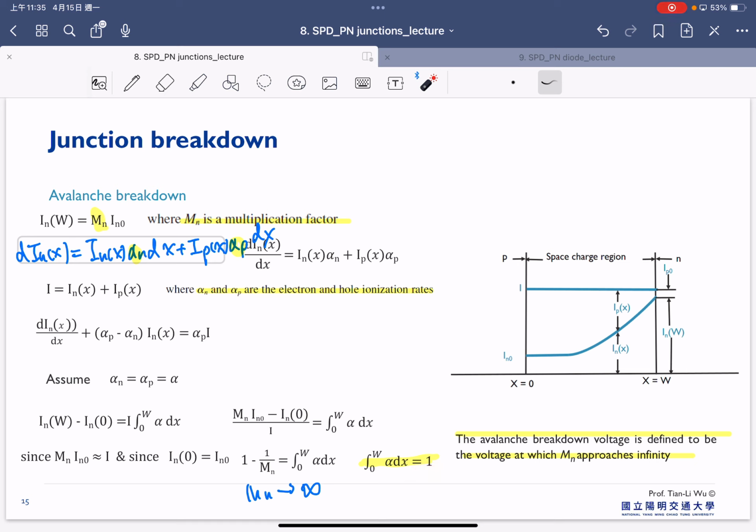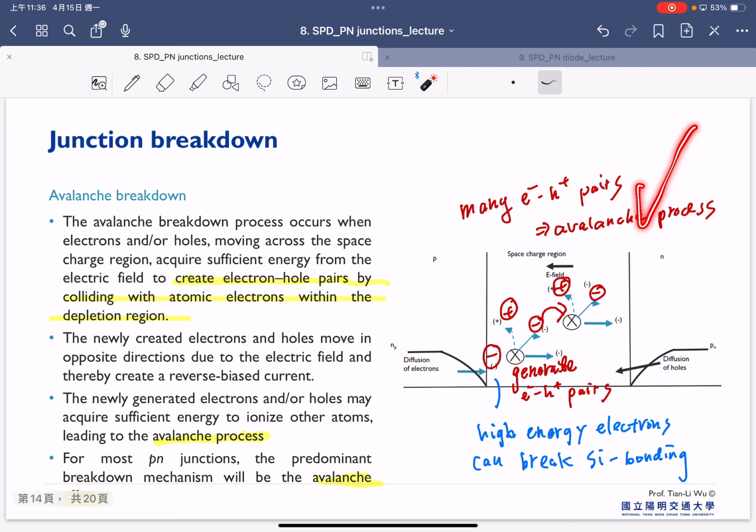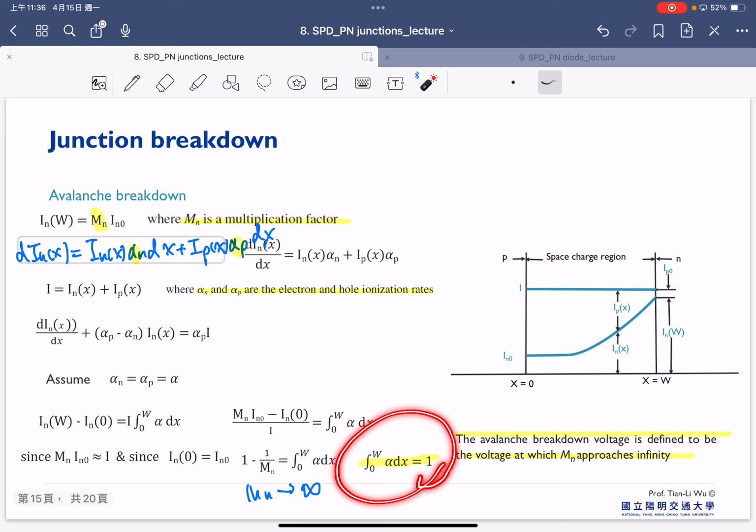So that's a further analysis for your reference, but the main understanding will still be focused on this one, because this is the one that we very often use in all kinds of semiconductors. But this integration is mainly used when you use a TCAD simulation to simulate the avalanche breakdown, and then the computer software will iterate this term until it reaches one, and the TCAD software will define this as a point where we have the avalanche process.